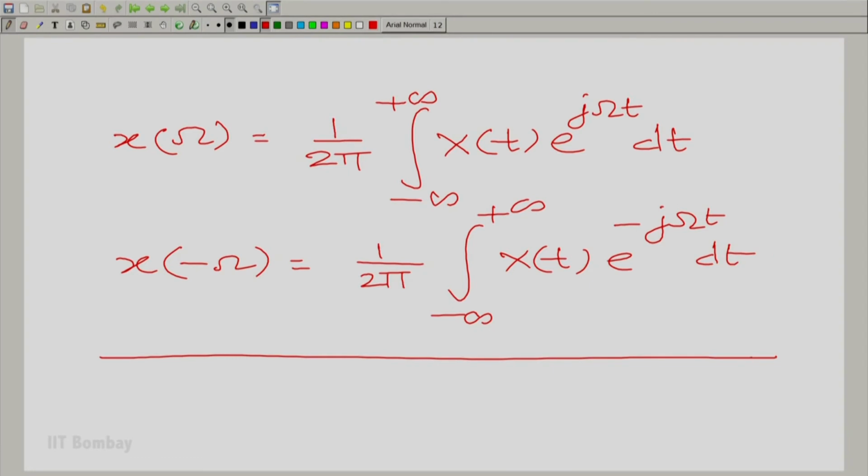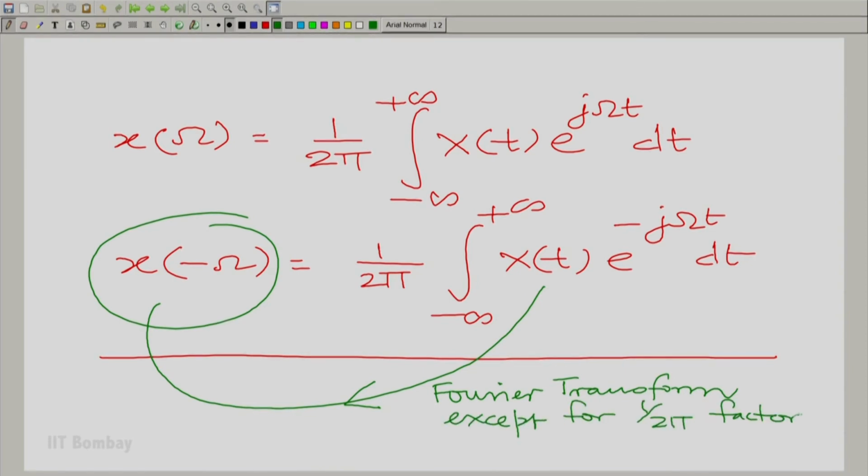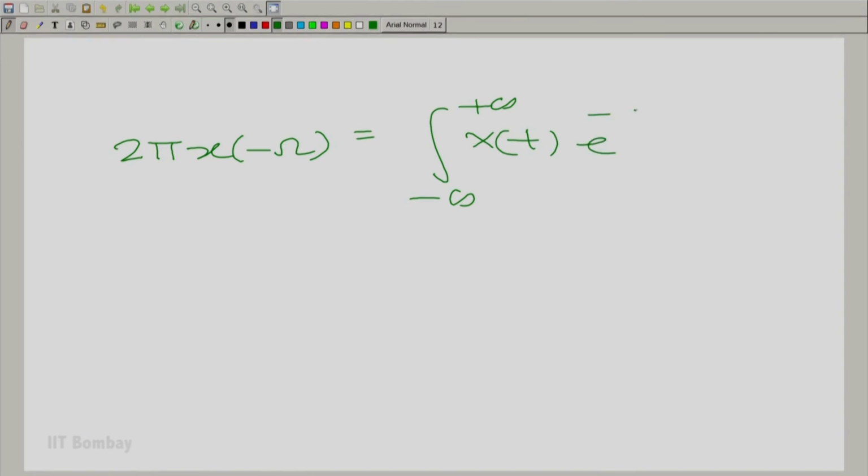Now, what are we saying here? We are saying essentially this is the Fourier transform of this, except for the factor of 2π. So, if I make that correction, then we will simply write down a Fourier transform. You can take the 2π to the other side. So, we can carry it here and we have a very interesting conclusion. 2π x(−ω) is the integral from minus to plus infinity of capital X(t) e^(−jωt) dt.